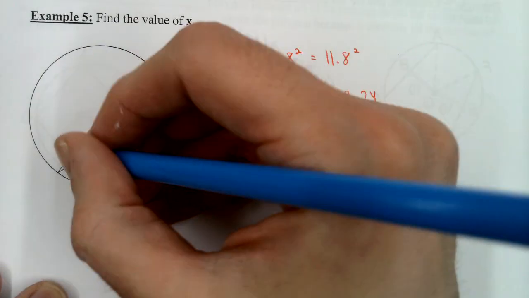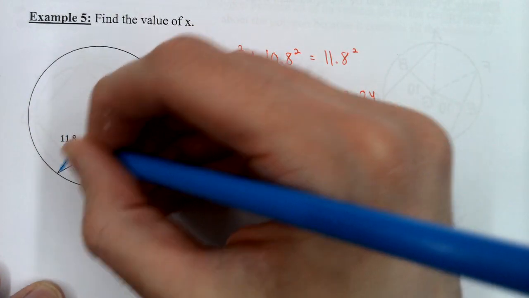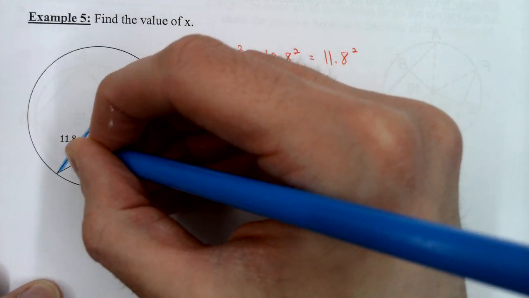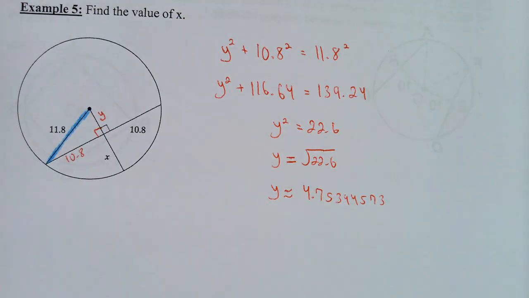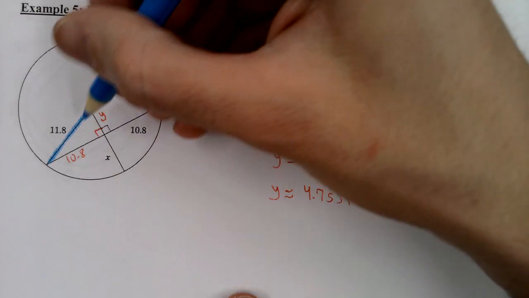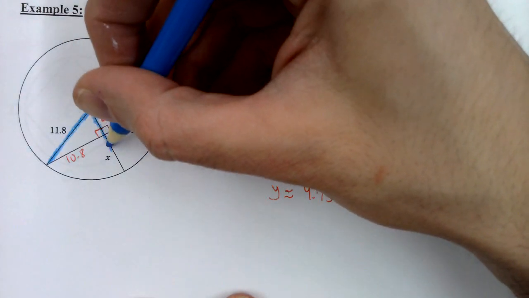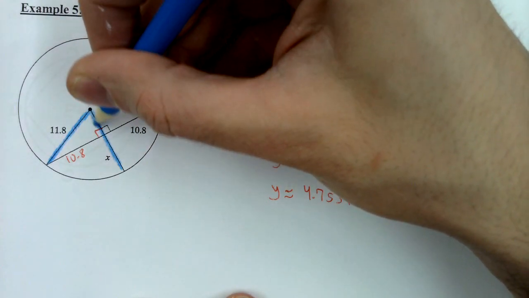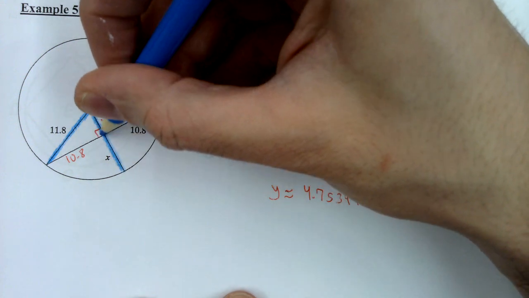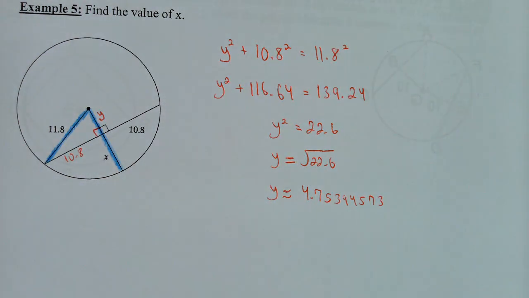Notice. Look at this radius right there. That's a radius, right? Goes from the center to a circle. And then look at this other radius. I'm going to color them both in blue. Those are the same, right? Because all the radii are congruent. That's the definition of a circle.